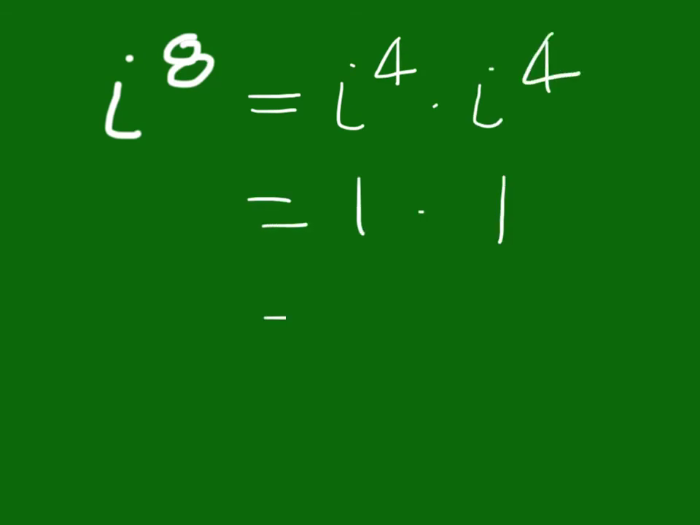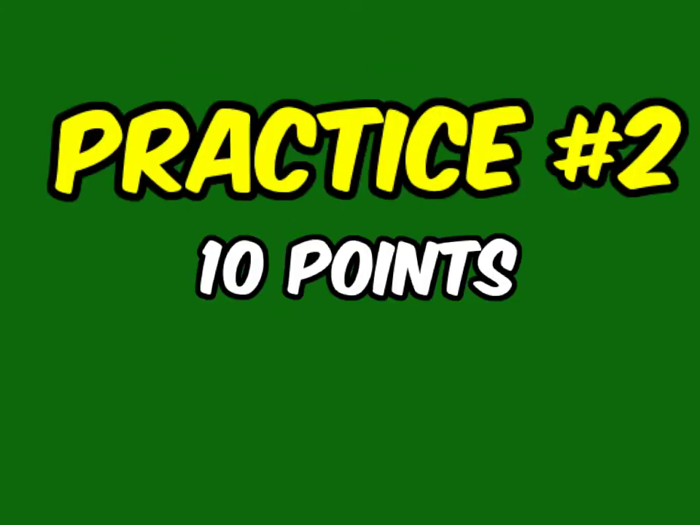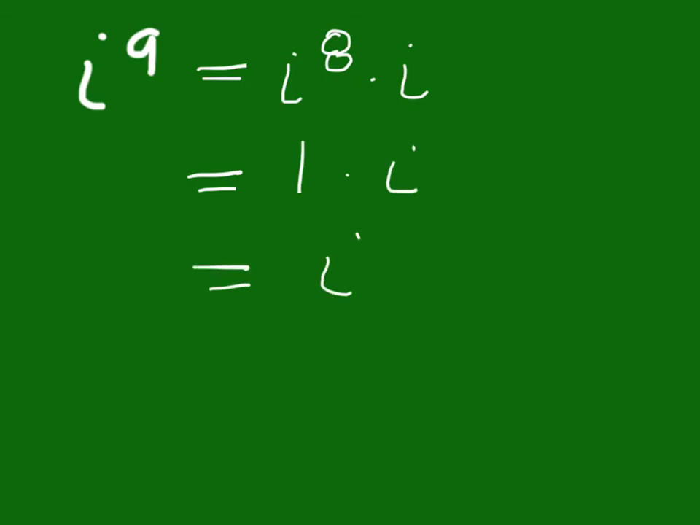The practice problem here is the same as the bonus problem we just finished. It's I to the 4th times I to the 4th, which is 1 times 1. Answer should be 1. On the practice problem, we've learned that I to the 8th is 1, so we make it I to the 8th times I to the 1st, which is 1 times I, which would just be positive I.